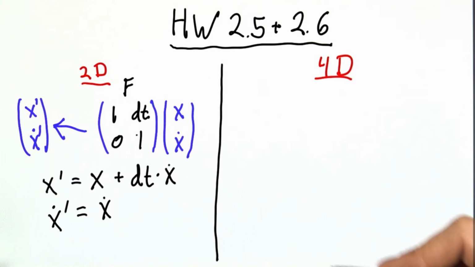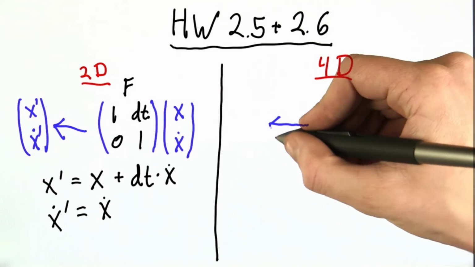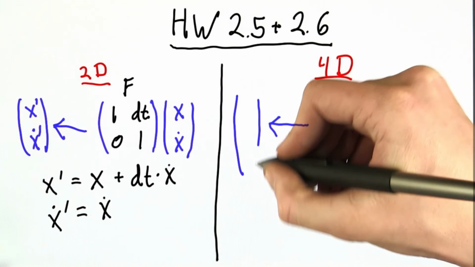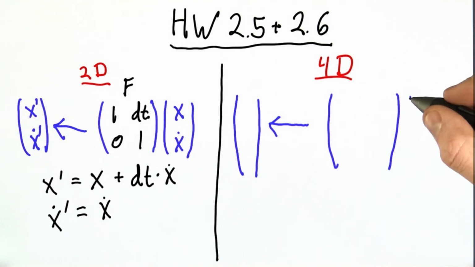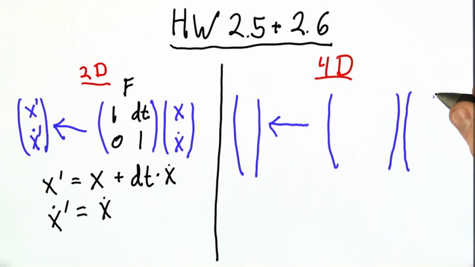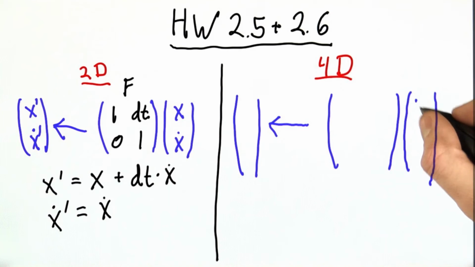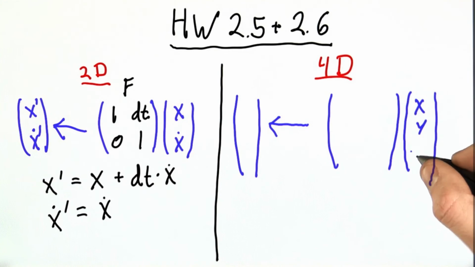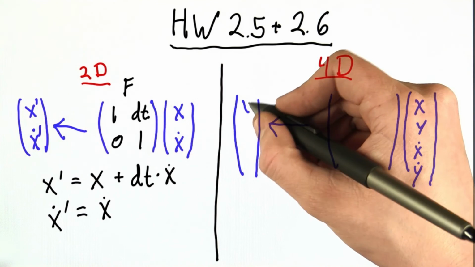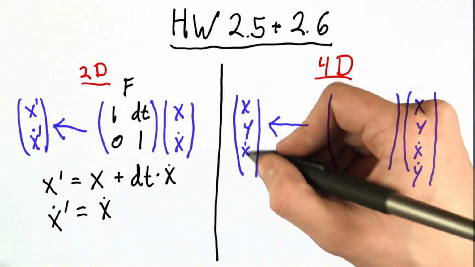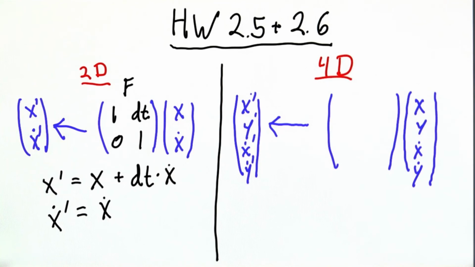Let's see if we can generalize to 4. So now, again, we're going to some new state, and we're doing that by multiplying a state transition matrix by some old belief. But now instead of x and x dot, we also have y coordinates. So we have x, y, x dot, and y dot. And here we're going to, of course, get x, y, x dot, y dot, and all of those are prime because they indicate after our prediction.